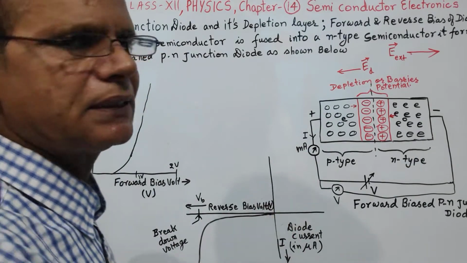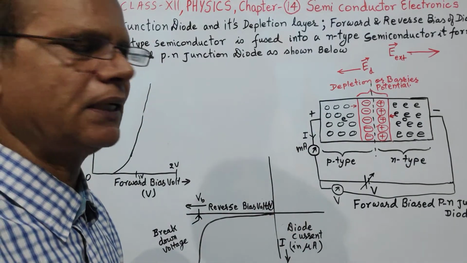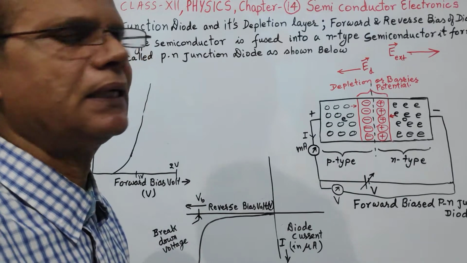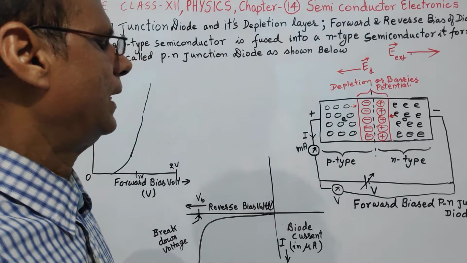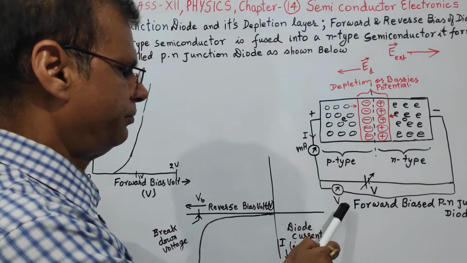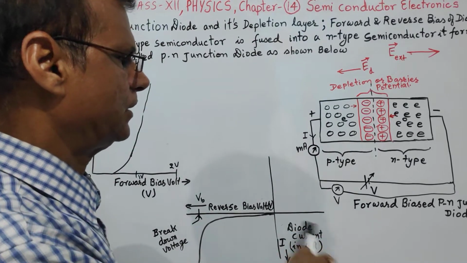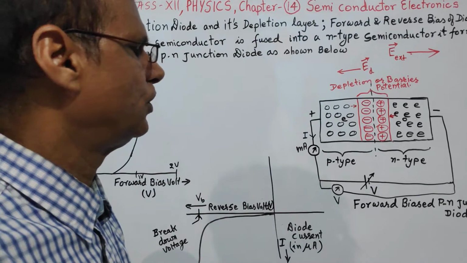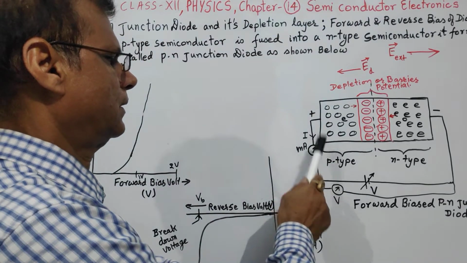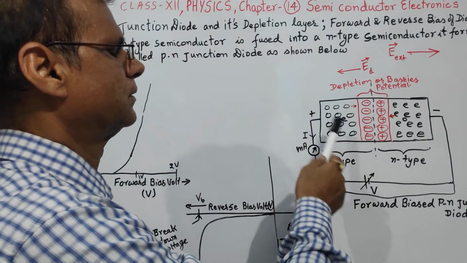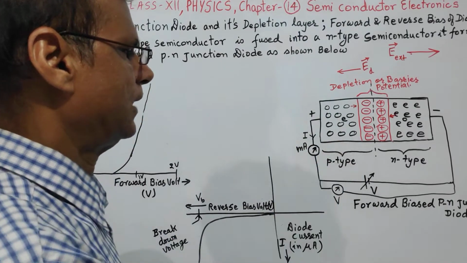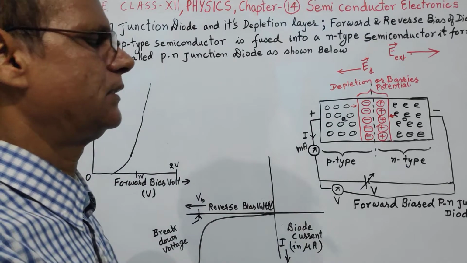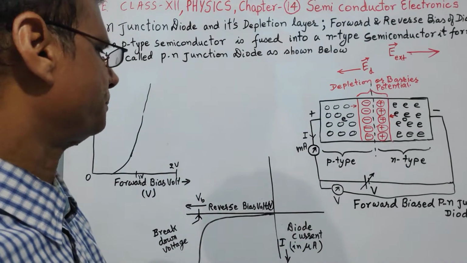For a typical case, I am talking about any typical case where this happens, the depletion layer voltage becomes 0.6 volt. And then once the forward bias voltage is raised above 0.6 volt, the current starts flowing, forward current starts flowing through the p-n junction diode, and that current is in few milliampere.